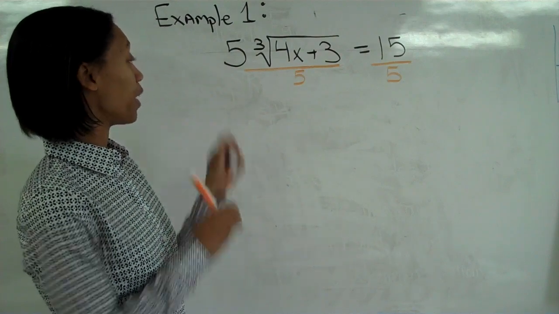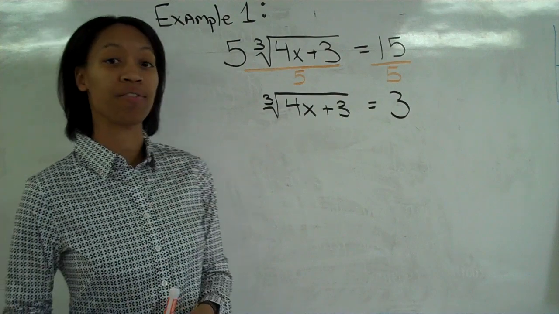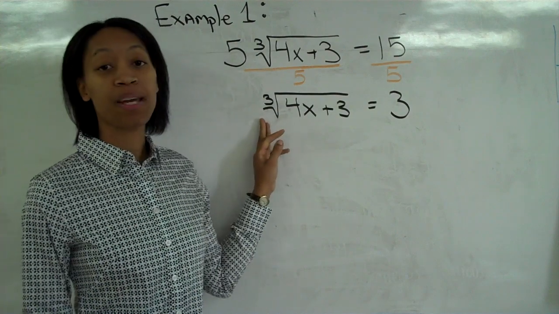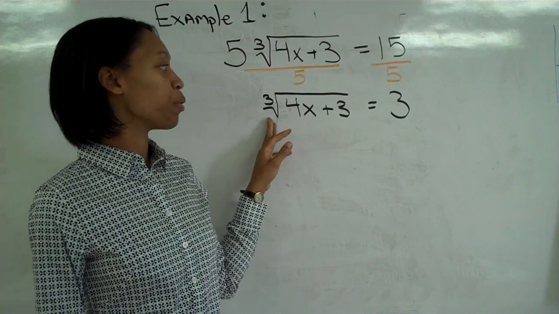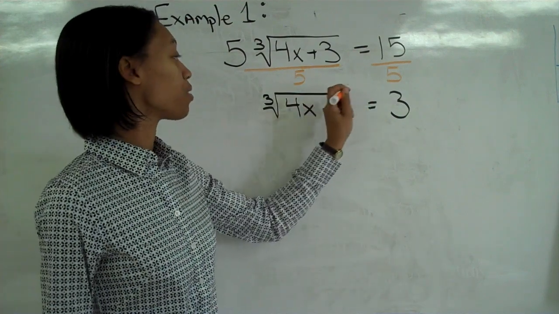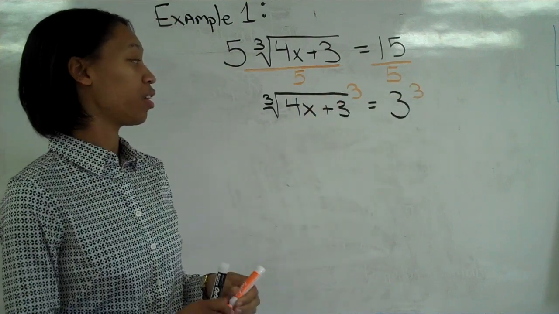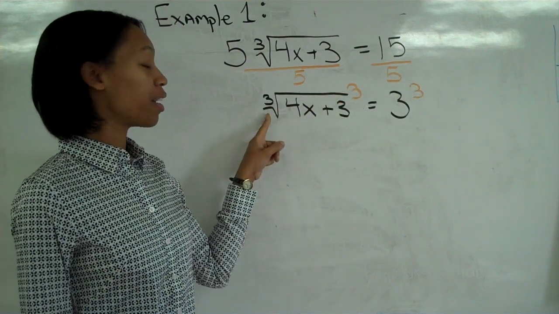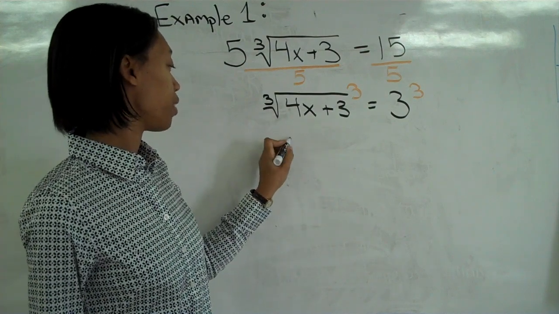Now my 5's will cancel, and I just have the radical left. Next I need to make the radicand cancel, and since I have a cubed root, I'm going to raise it to the 3rd power in order to make cubed root cancel. Cubed root and cubed will cancel, and I just have 4x plus 3.